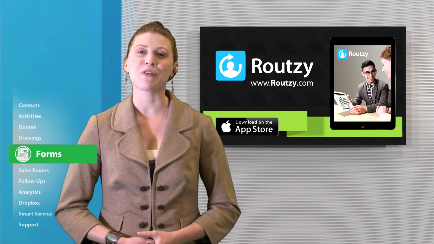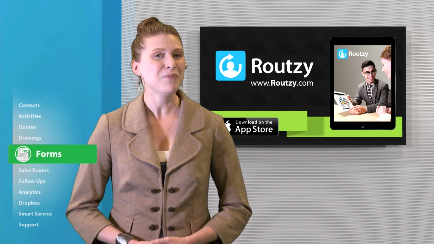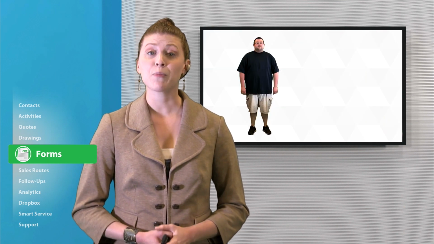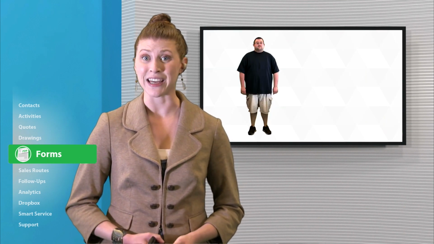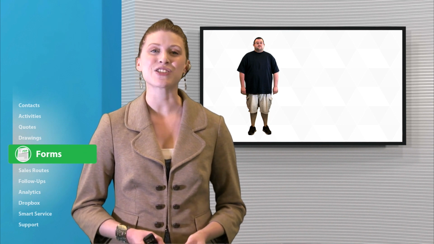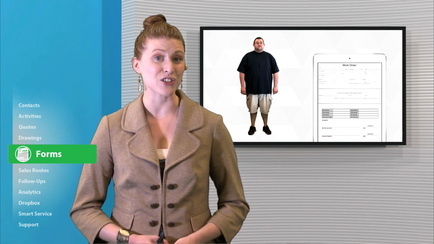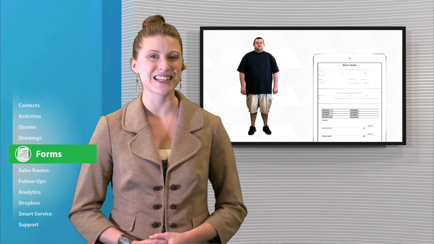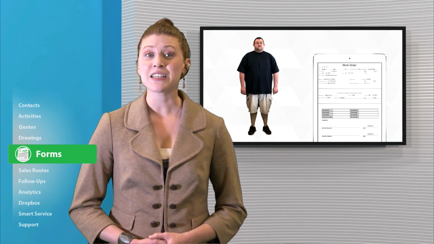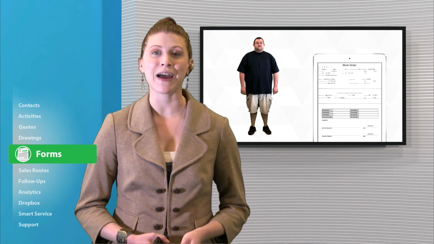Let me give you an example of how this works. This is Bob, my neighbor. Bob wants to buy a preventative maintenance plan for his office building. Using Routzy, I can add the service agreement form to my contact page. Watch what happens when I do this. You'll see that Bob's contact information, as well as my own, is automatically supplied.